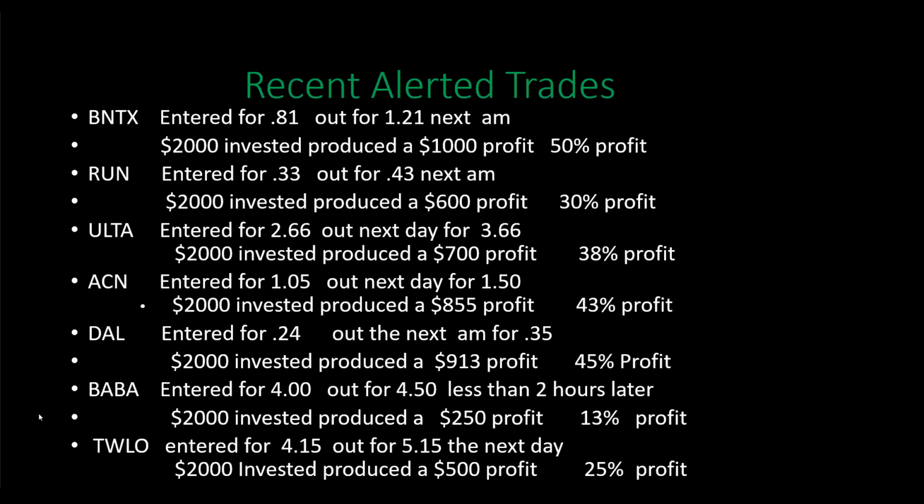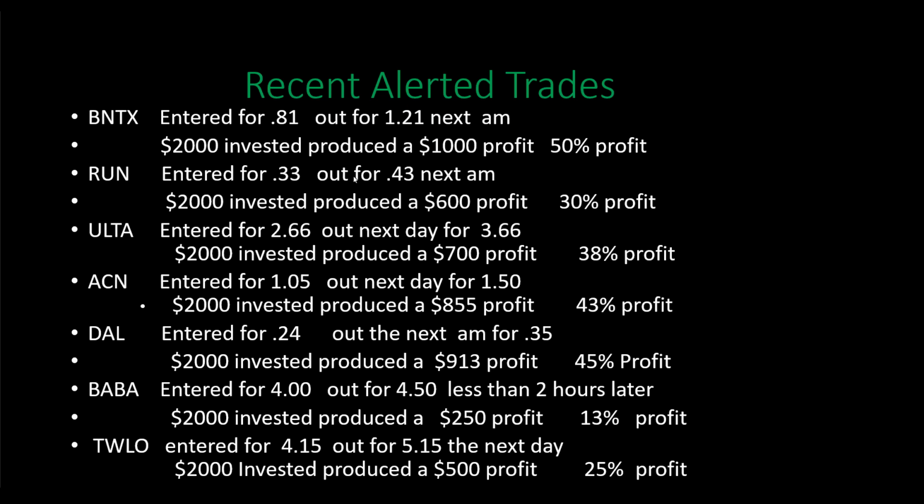Now, I just kind of wanted to put here, these are the actual alerted trades, and we'll go over exactly how that service works. I've got 2 pages of them here, but I just want you to see how they work. This was when we got in the afternoon and got out the next morning, in at 81, out at $1.21, 50% profit. So if you had 2,000 invested in that overnight, it was $1,000 overnight. In for 33, out for 43 the next morning. This means we kept these overnight.